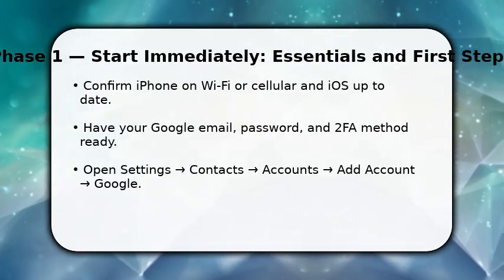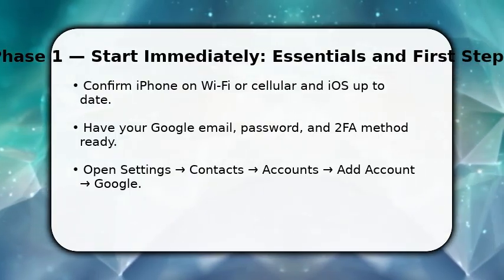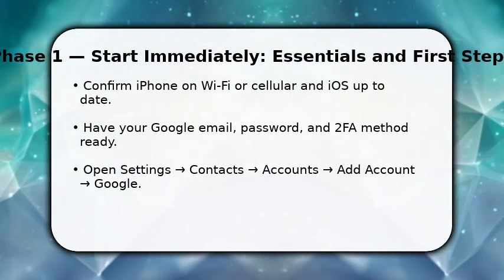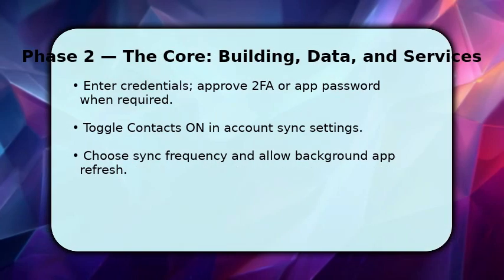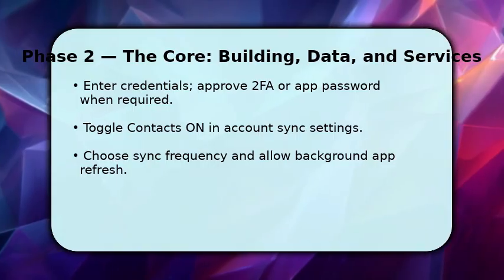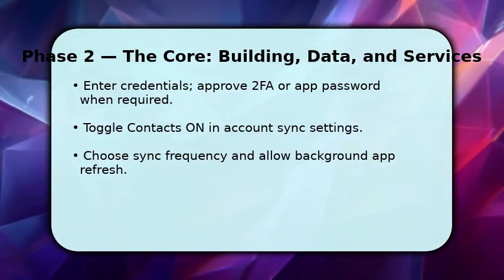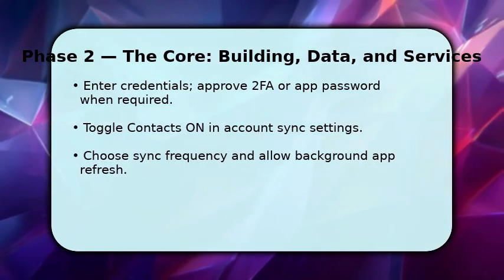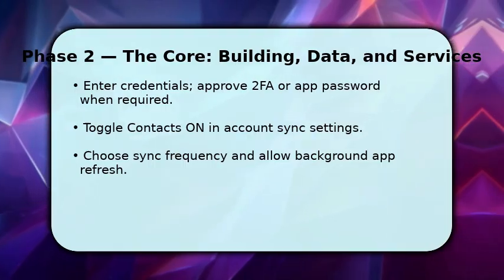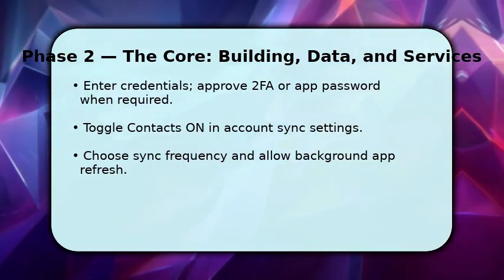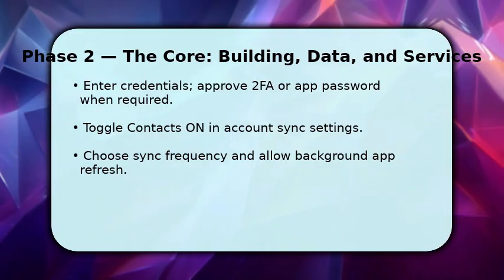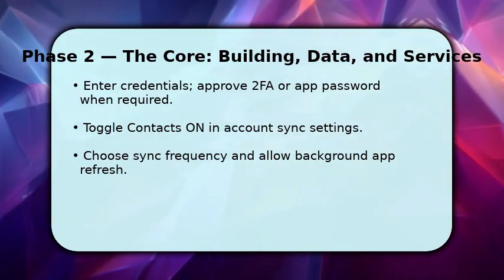Don't skip permission prompts. This first step creates the account container where contacts will sync, so it's critical to complete it now. Now sign in with your Google credentials and approve any two-factor prompts. If you use an app password, paste it in. Once authenticated, the account screen shows sync toggles. Make sure Contacts is turned on. You can also enable Mail, Calendars, and Notes if desired.